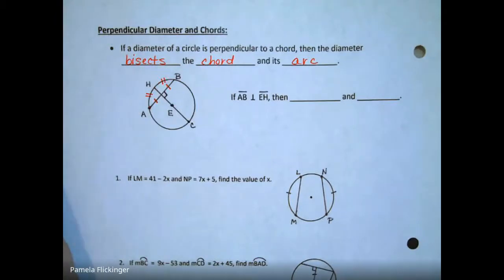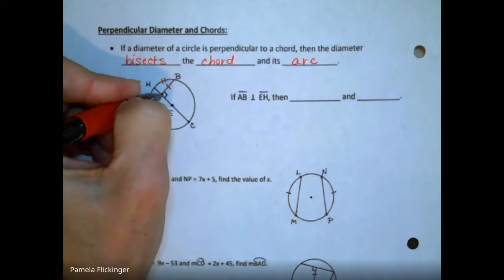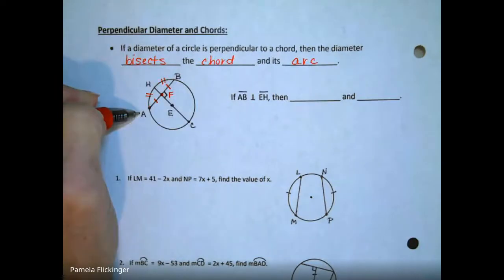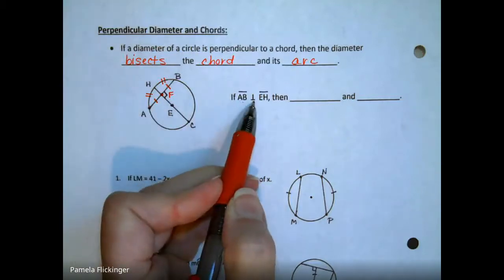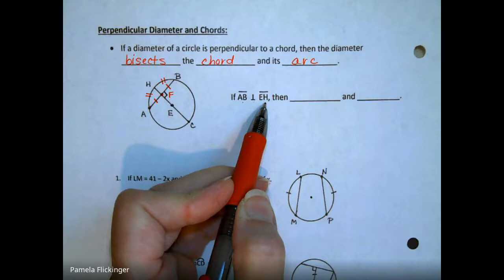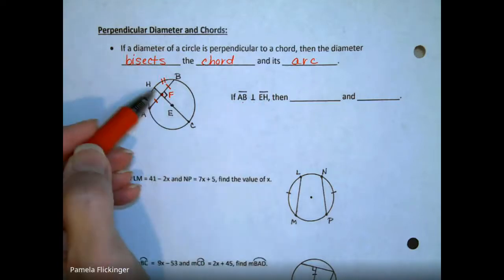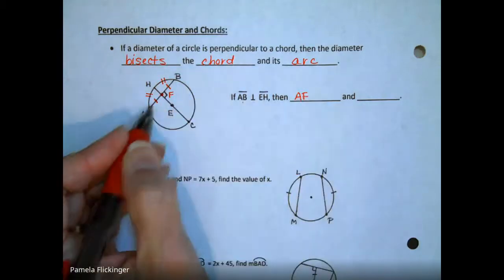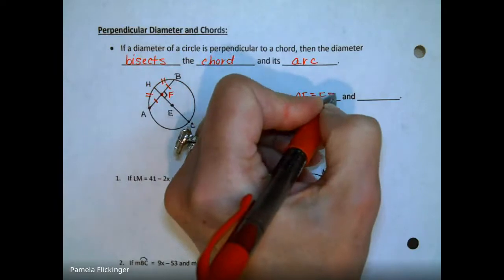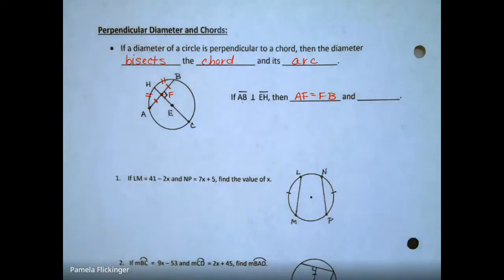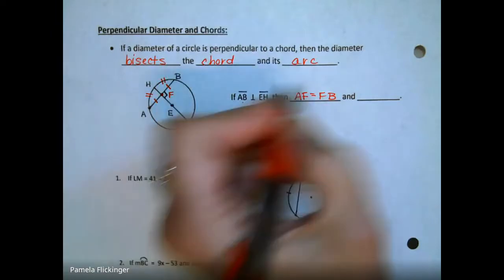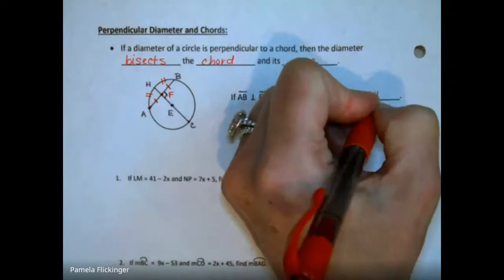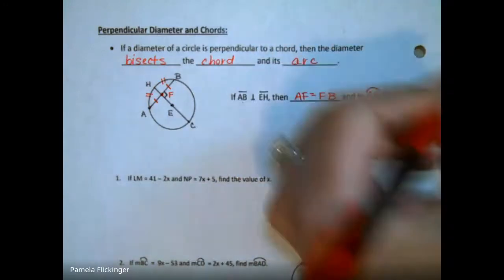All right, now it looks like I'm missing, let's give this a letter right here. We'll call that F. So if segment AB is perpendicular to segment EH, or CH, could be the radius or the diameter, then we know that from A to F is going to be equal to F to B, and that also the measure of arc AH will be equal to the measure of arc HB.